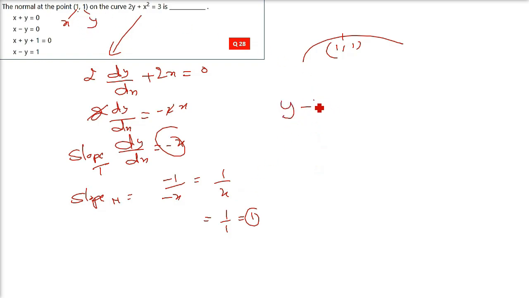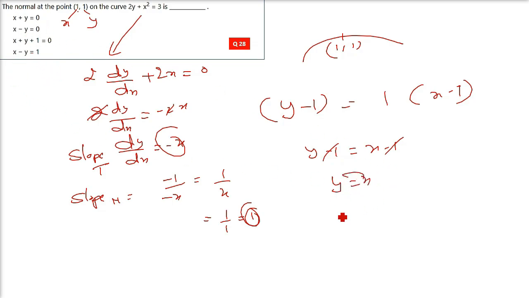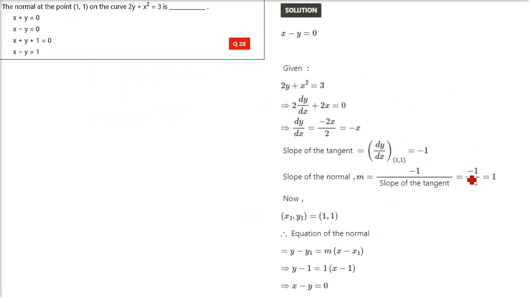Now you'll take this as y minus 1 equals m times (x minus 1), m is 1. So y minus 1 equals x minus 1. You can cancel the 1s. Either x minus y equals 0 or y minus x equals 0, whichever you want. But the option here is x minus y equals 0. That is your solution. So this is how you're going to write it, because you have to make sentences, and the proper way of solving is this one.